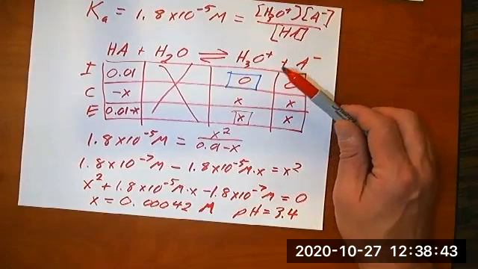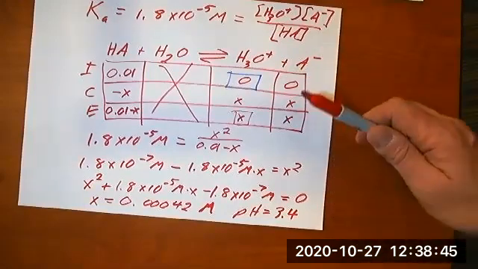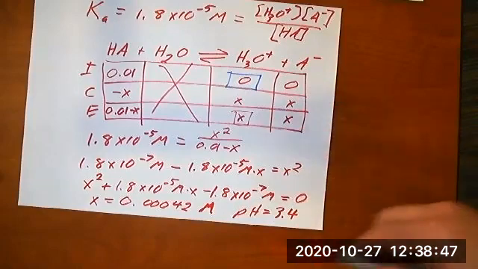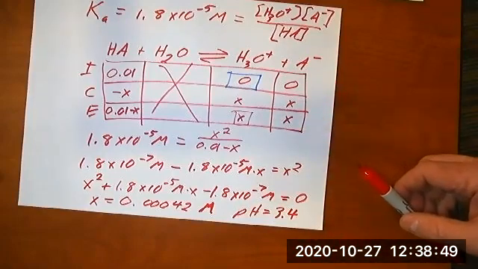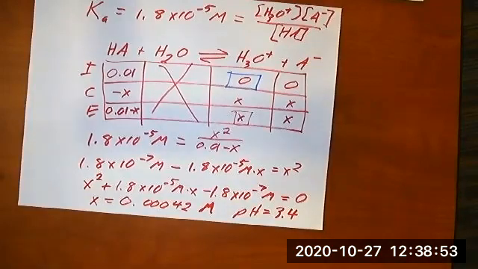Okay. Any questions on how this kind of ice table works for acid-base reactions? How do you solve that equation with a calculator? Yes, the quadratic formula. So negative b plus or minus the square root of b squared minus 4ac, all over 2a.